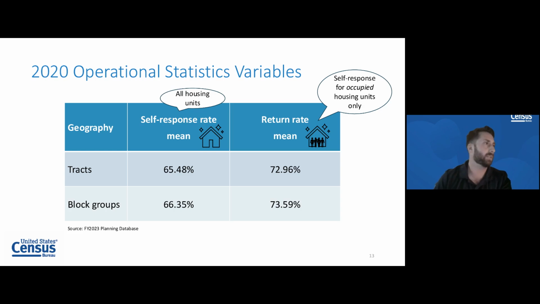Here's just an example of the average self-response rates and return rates at the tract and block group level. You see with self-response rates, they tend to be between 65 and 66%, depending on your level of geography. And then when you look at return rates, you're going to get a higher return rate because, again, you remove those vacant housing units and you're only looking at occupied housing units. So there it's around 73 to 74%, depending on whether you're looking at tracts or block groups.